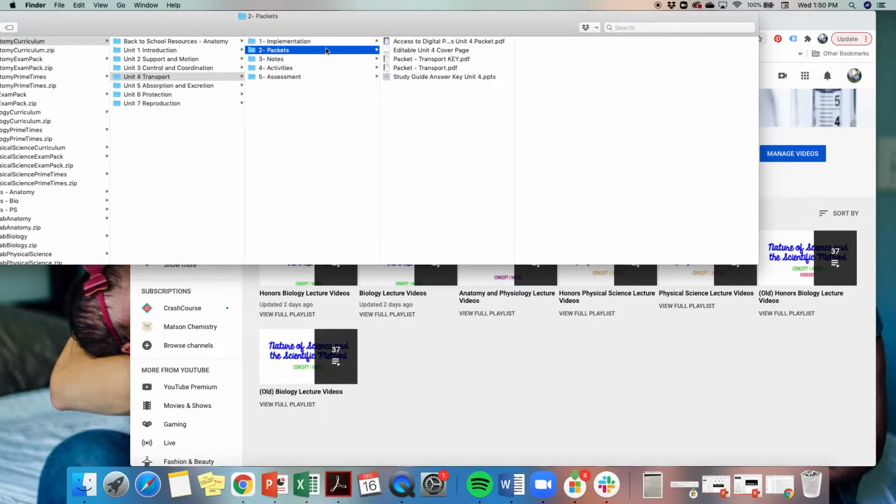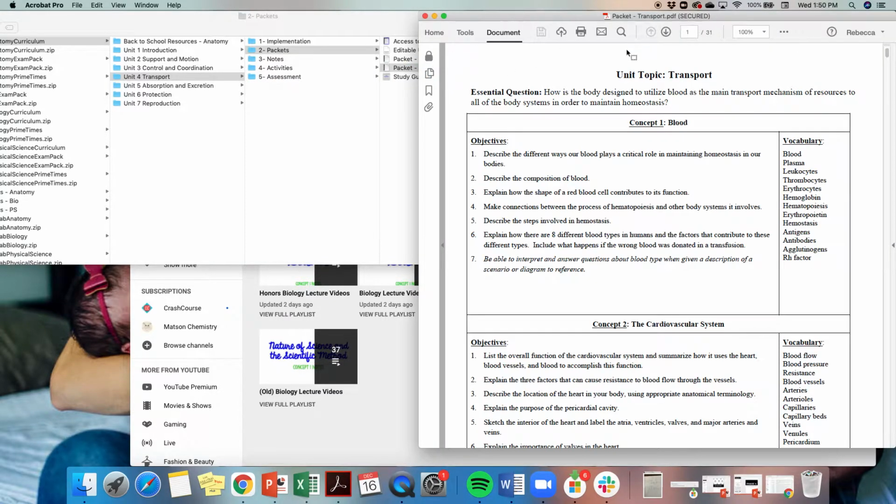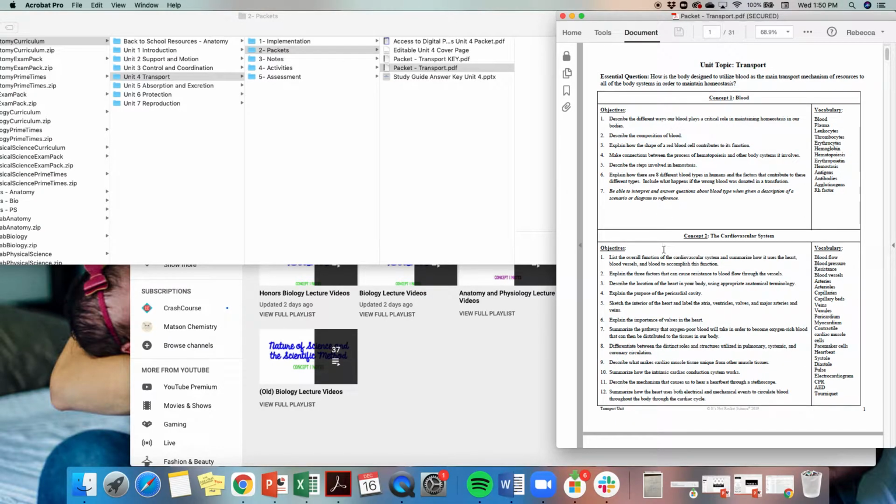Now, the packets are something that is really unique to It's Not Rocket Science. It's something I've done from the very beginning of my teaching career. I hate making copies and I hate students losing their things. And the packet has been such an organizational gift to me and my students. So for every unit, I have all of the student handouts for the entire unit already organized into a packet format.